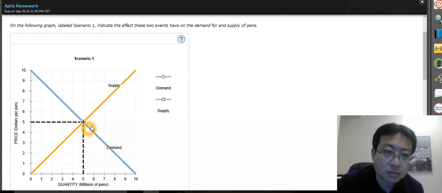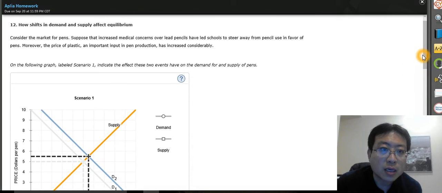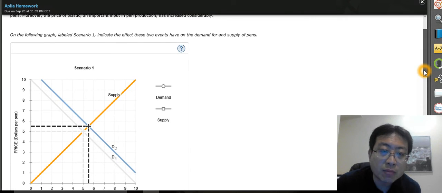So remember, if it's increasing, you're shifting to the right. If it's decreasing, you shift it to the left. So in this case, it's increased, so we're going to shift to the right over here, from D1 to D2. And then for the second part, the price of plastic, an important input in pen production, has increased considerably. Now, the price of input is a factor that can shift our supply curve. When the input price gets more expensive, the company's cost of production will increase. So company profit margin becomes lower, and they will produce less of the good. So higher input costs, lower supply.